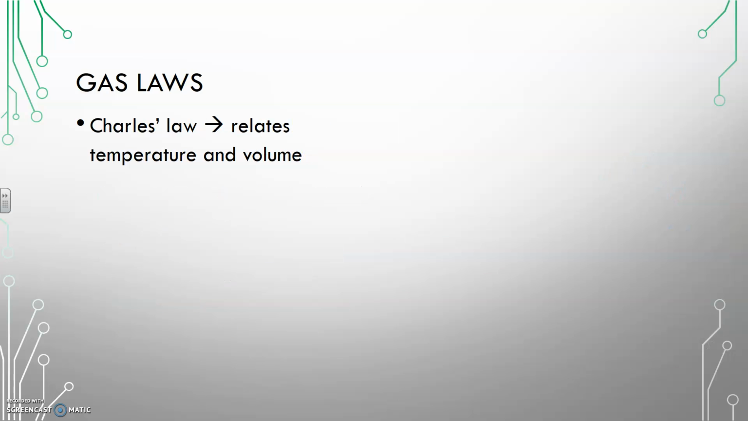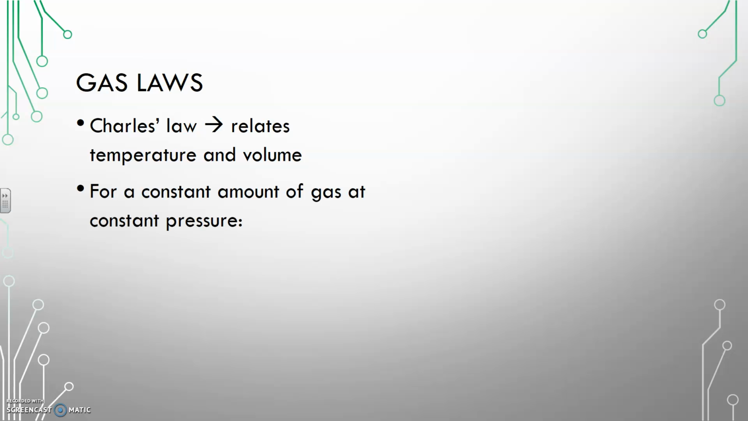All right, so the third law is Charles' law. So this relates temperature and volume. In this case, again, we're going to hold the amount of gas constant, and now the pressure is also going to be constant. So this requires a moving piston to keep that the same. The volume of a gas increases as the temperature increases.